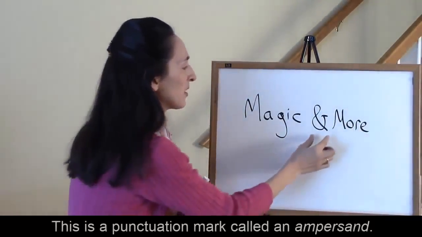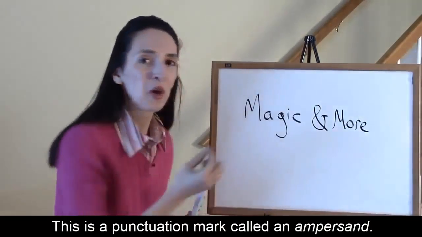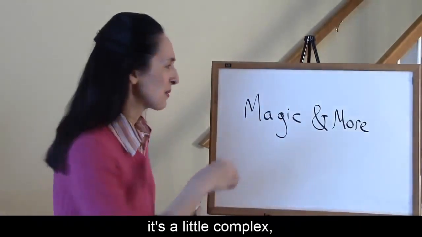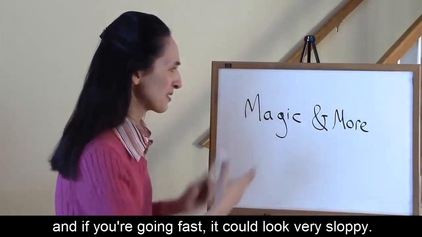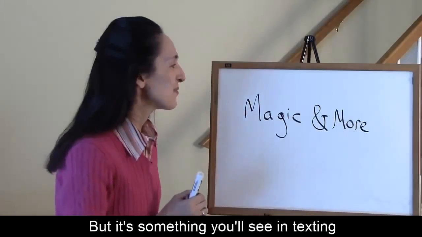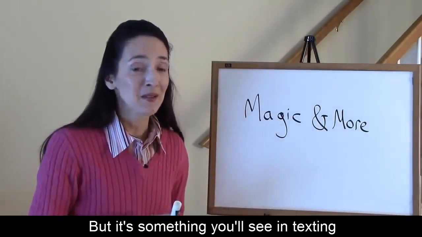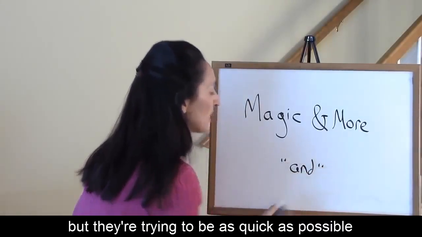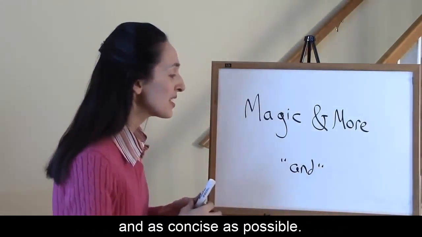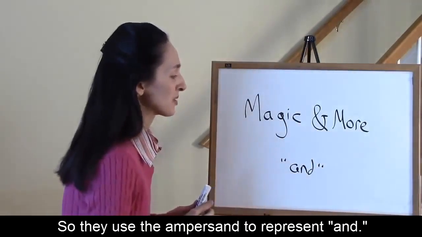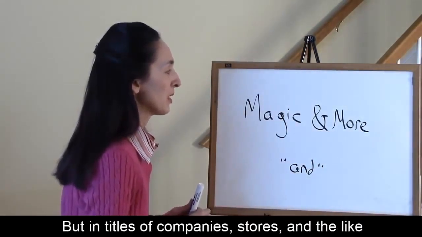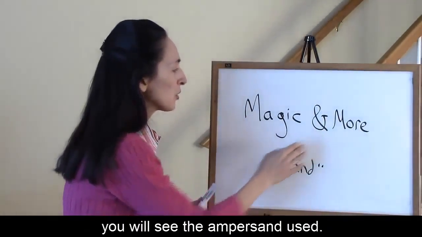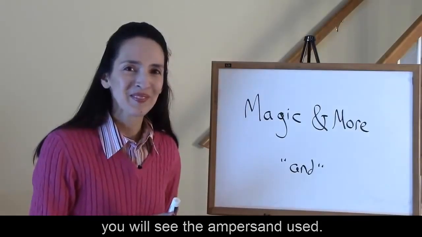Magic & More. This is a punctuation mark called an ampersand. Right? We don't often write it because it's a little complex, and if you're going fast it could look very sloppy. But it's something you'll see in texting when people want to write quickly and be as concise as possible, so they use the ampersand to represent and. But in titles of companies, stores, and the like, you will see the ampersand used.